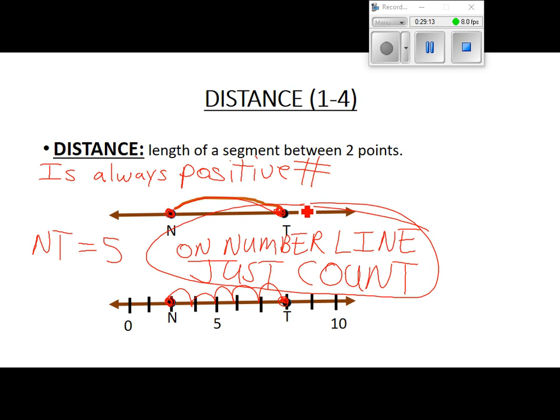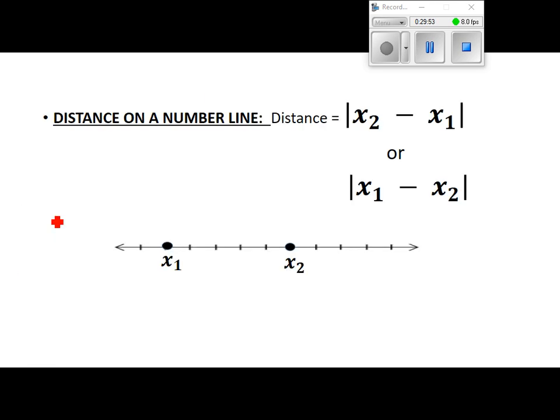So if I put this problem on the next test, Taryn's doing the test and she just counts. And she writes down 5. Am I going to know if she did the mathematical way or just counted? I'm not going to have a clue. Doesn't make any difference. Do something as easy as you possibly can. So if you're on a number line, you're just going to count the distance. What if I said segment TN? It's the exact same thing. Does it matter that I'm going backwards? Makes no difference in this case. Still 5 units, whatever those units are.